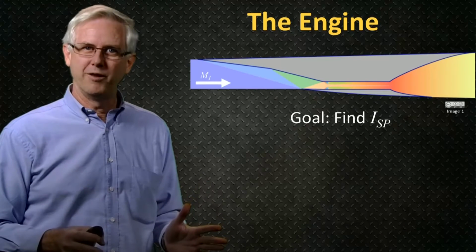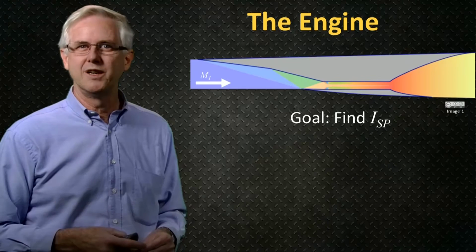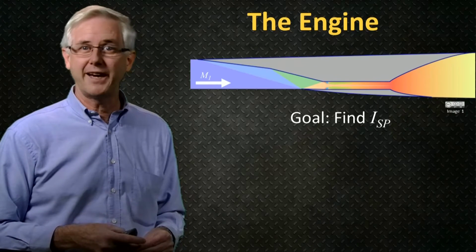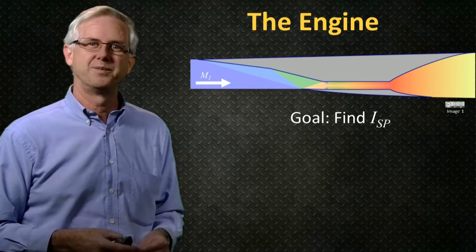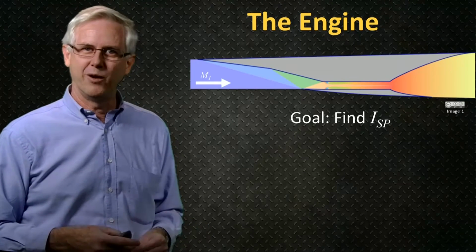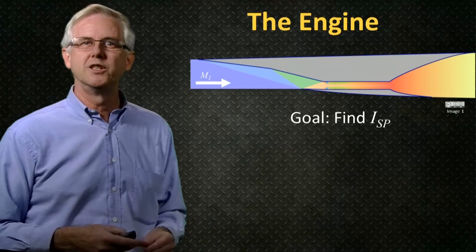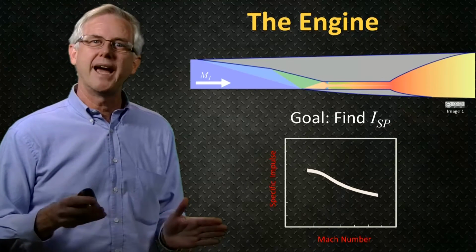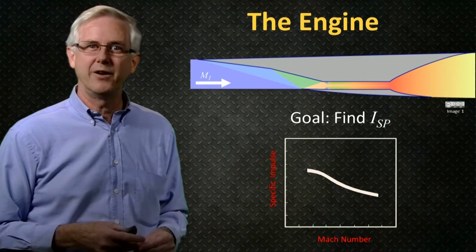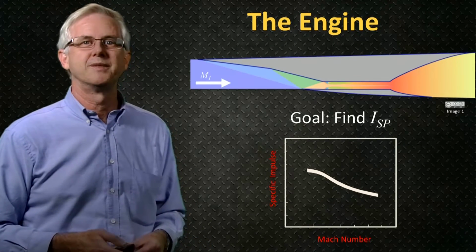The ultimate goal of the project is for you to determine the specific impulse for an engine configuration and flight condition that we'll give you. Each student in the class will be given their own configuration and flight condition, and we will collate the results to produce a plot showing how the specific impulse varies with flight Mach number for this series of engines.